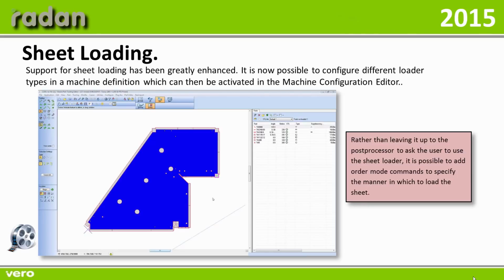Support for sheet loading has been greatly enhanced. It is now possible to configure different loader types in a machine definition, which can then be activated in the machine configuration editor. Rather than leaving it up to the post-processor to ask the user to use a sheet loader, it is possible to add order mode commands to specify the manner in which to load the sheet. Let me show you this in action.